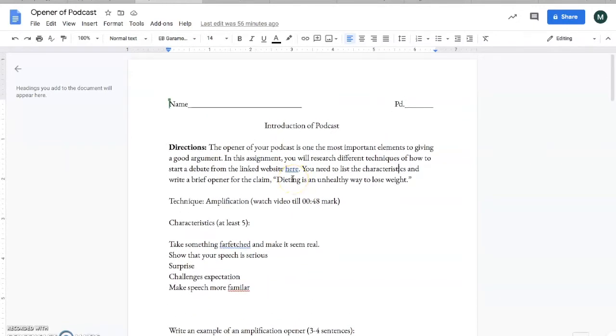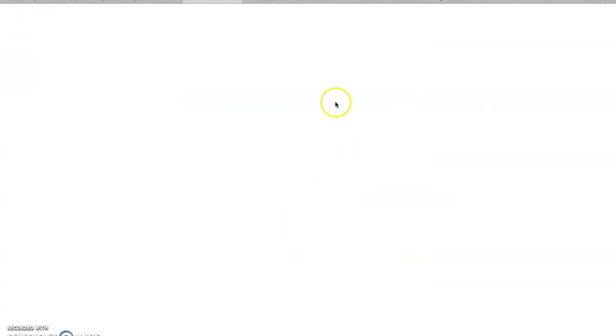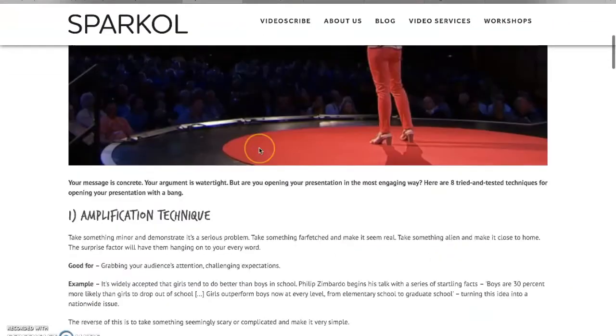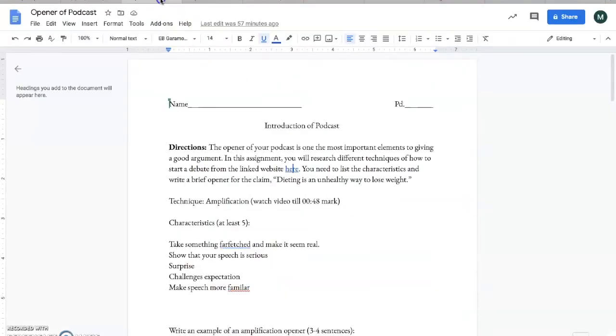In this assignment, you're going to research different techniques on how to start a debate. You're going to research those techniques from the website that's linked here in the document. All you do is click on the link, and it's going to pop open, okay? So you will have this website open for you to use. This website goes over about 8 different techniques that you can possibly use in your own podcast, but we're going to focus on 5.